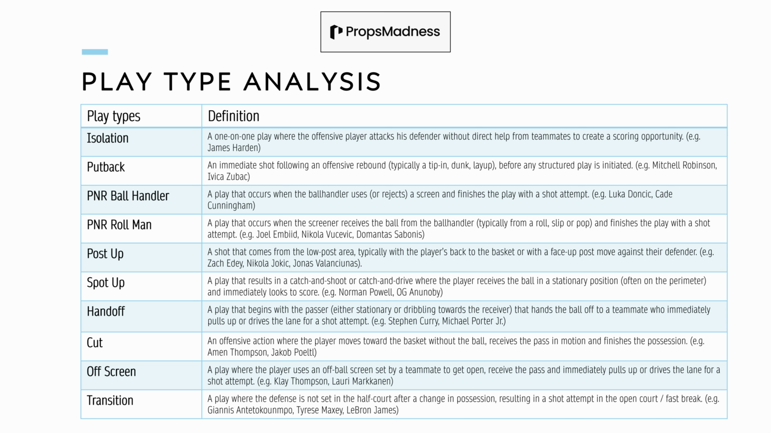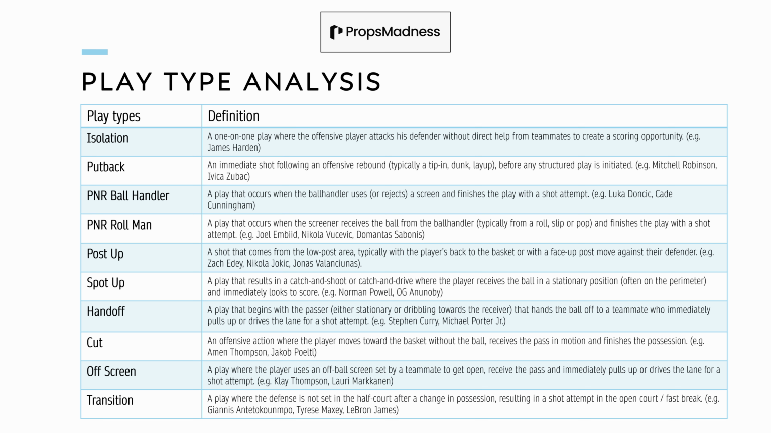So we're talking about your Norman Powells, your OG Anunobis, guys who are often on the perimeter waiting for their playmaker to send them the ball. And they'll either rise up and shoot off the pass, or they'll pump fake, drive to the rim, and just get a really good opportunity at the basket. So again, these are typically 3-and-D wings that you want to think of, spotting up from behind the perimeter.